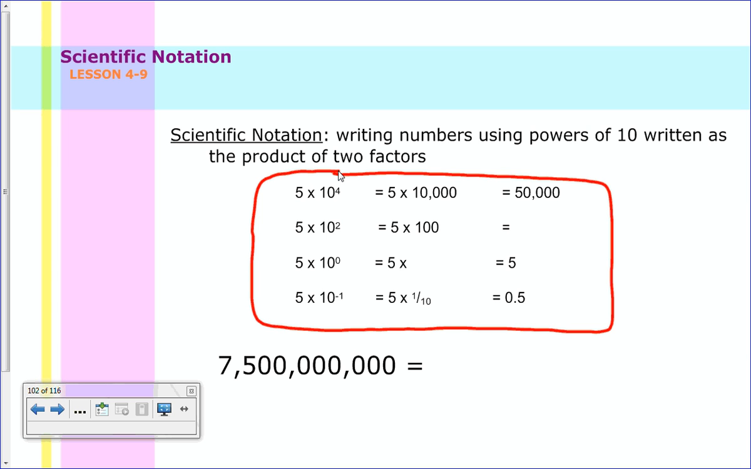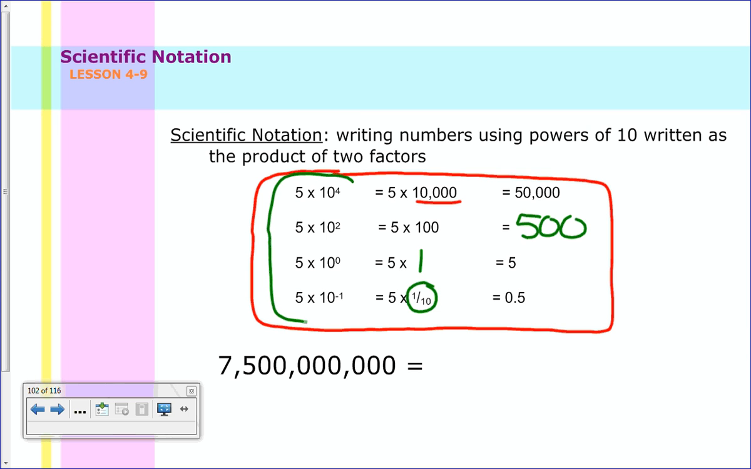Well, really, when we talk about 10 to the 4th power, that's 10 times 10 times 10 times 10, which is really 10,000. So 5 times 10,000 is 50,000. Or here we have 5 times 10 squared, which is 10 squared is 100. 5 times 100 is 500. Here we have 5 times 10 to the 0th power. Oh, we just talked about this in the last lesson. Any number to the 0th power is 1. So 5 times 1 is 5. And then here we have a negative exponent, 5 times 10 to the negative 1st power, which is really 1/10. 5 times 1/10 is 5/10.